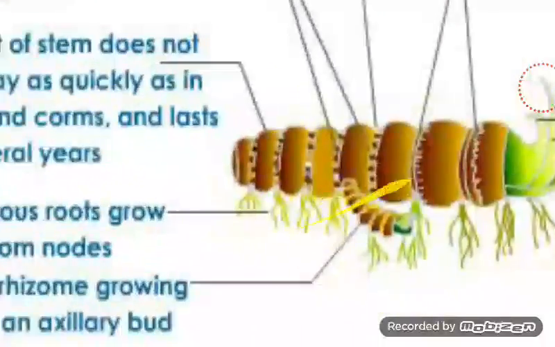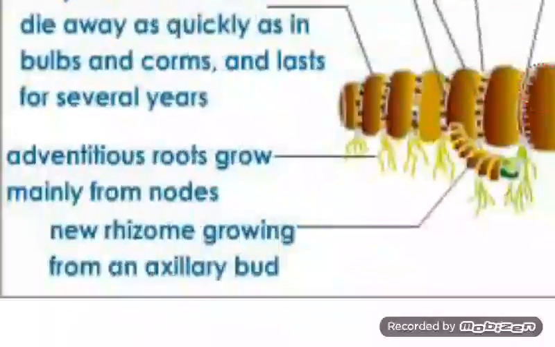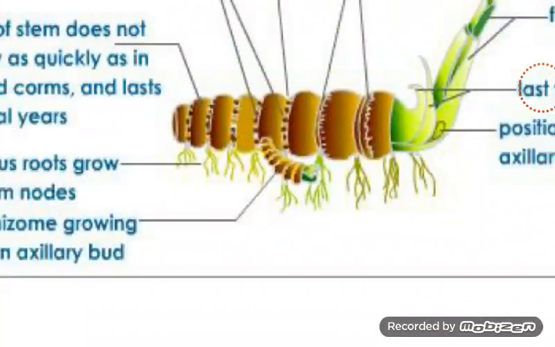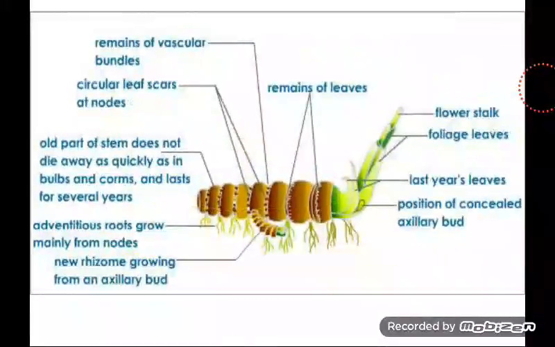You could see the adventitious roots here, so you just draw your adventitious roots. You can see new rhizome growing from an axillary bud. It's simple. Just rehearse it. It's going to stay. All right. Just pause the video to get a glimpse of how the diagram looks.